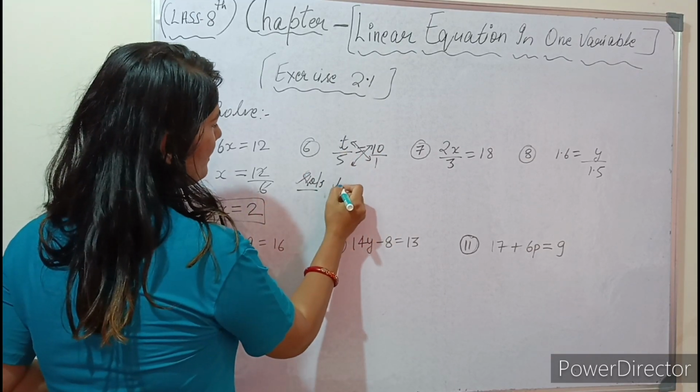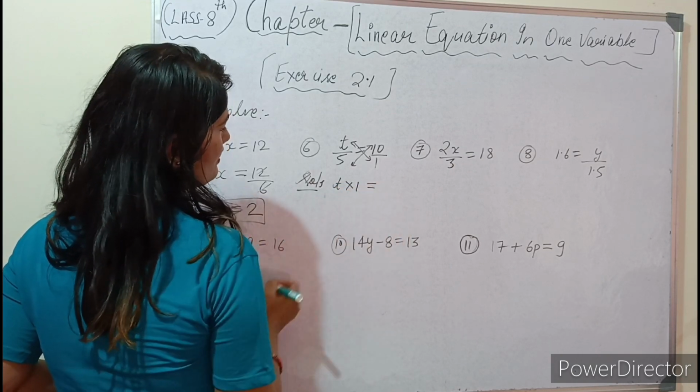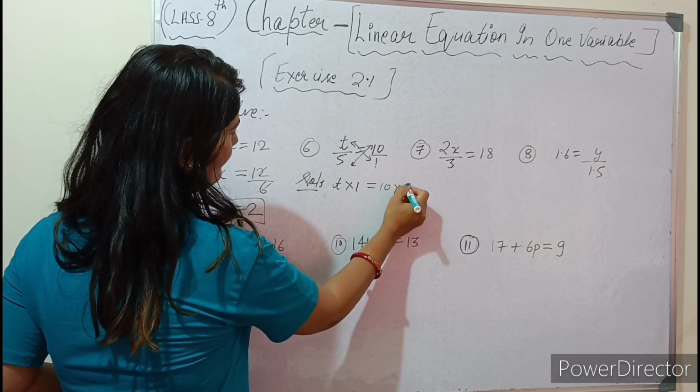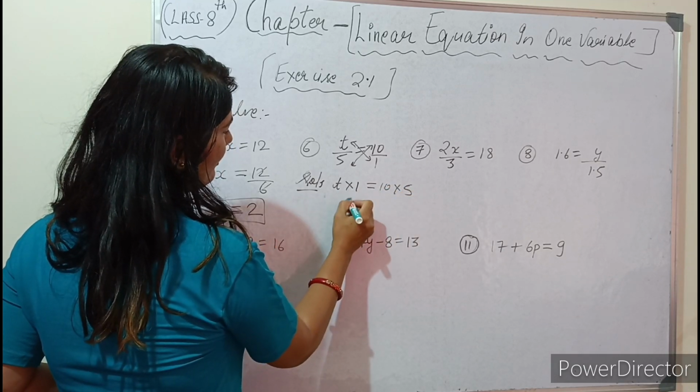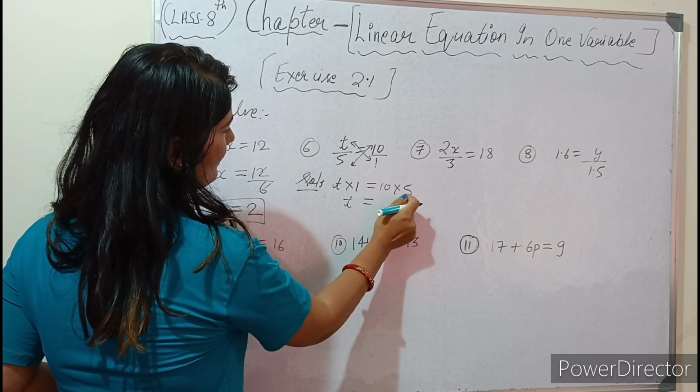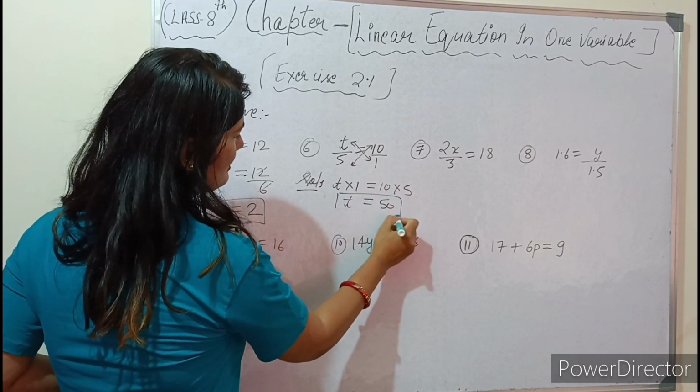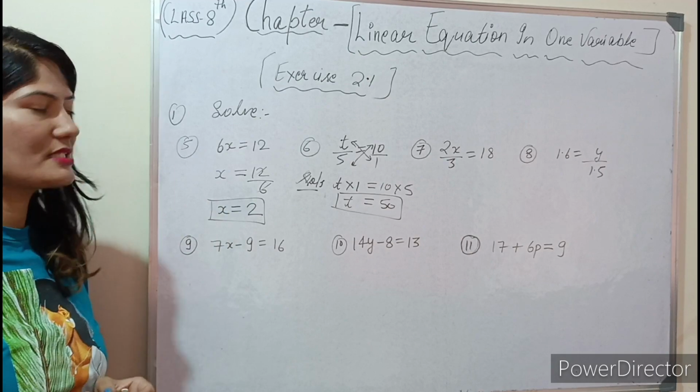So this is t multiplied by 1 is equals to, see the arrow, 10 multiplied by 5. Now t multiplied by 1 is t and 10 multiplied by 5 is 50. So the value of t is 50 and this is your answer.